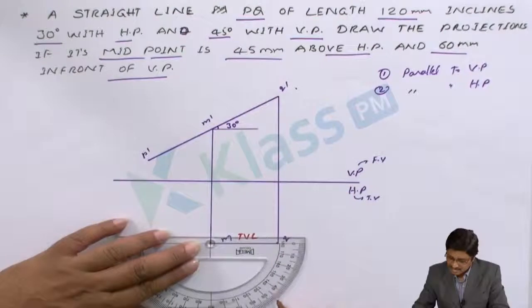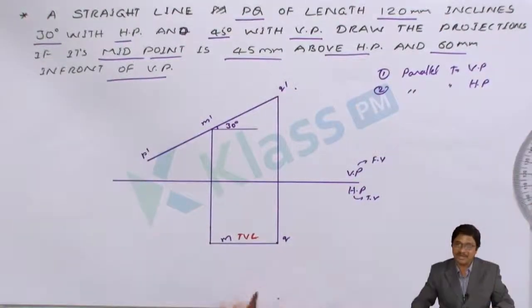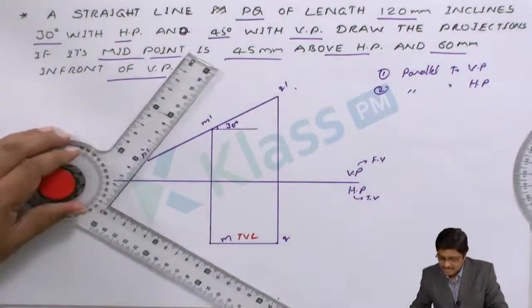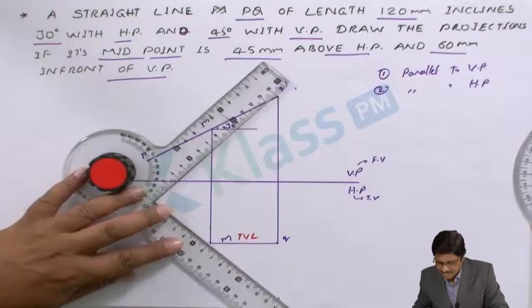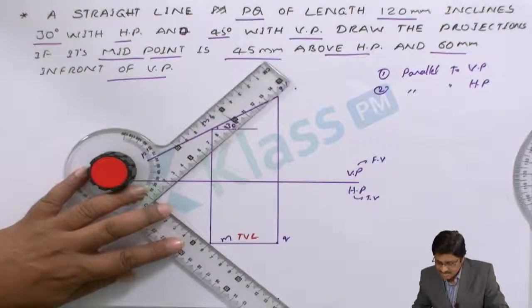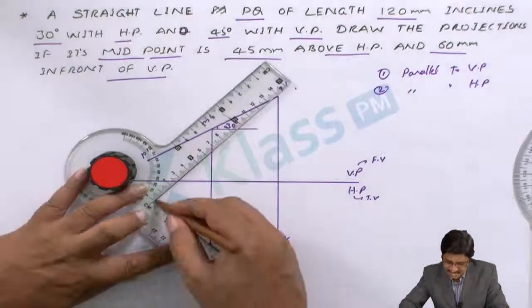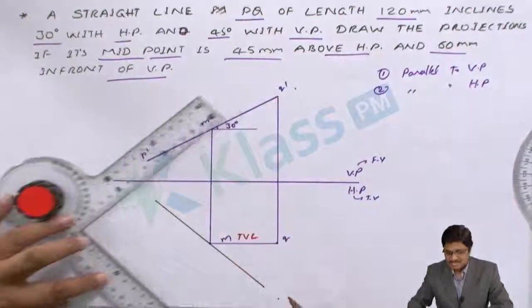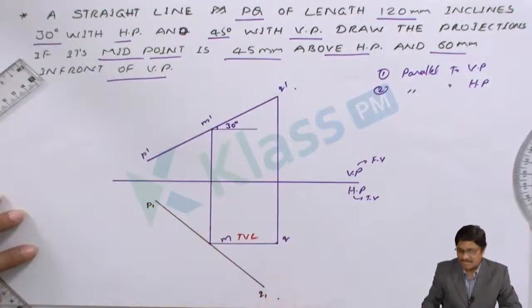Since 0, 10, 20, 30, 45, along the 45 direction, what length is to be taken? Only half of the length is to be considered. We are taking the total as 120 mm, so 60 mm in the angular direction. Of this 60 mm, since it is a straight line, I can extend the remaining 60 mm further on the other side. The corresponding other points may be P1 and Q1.